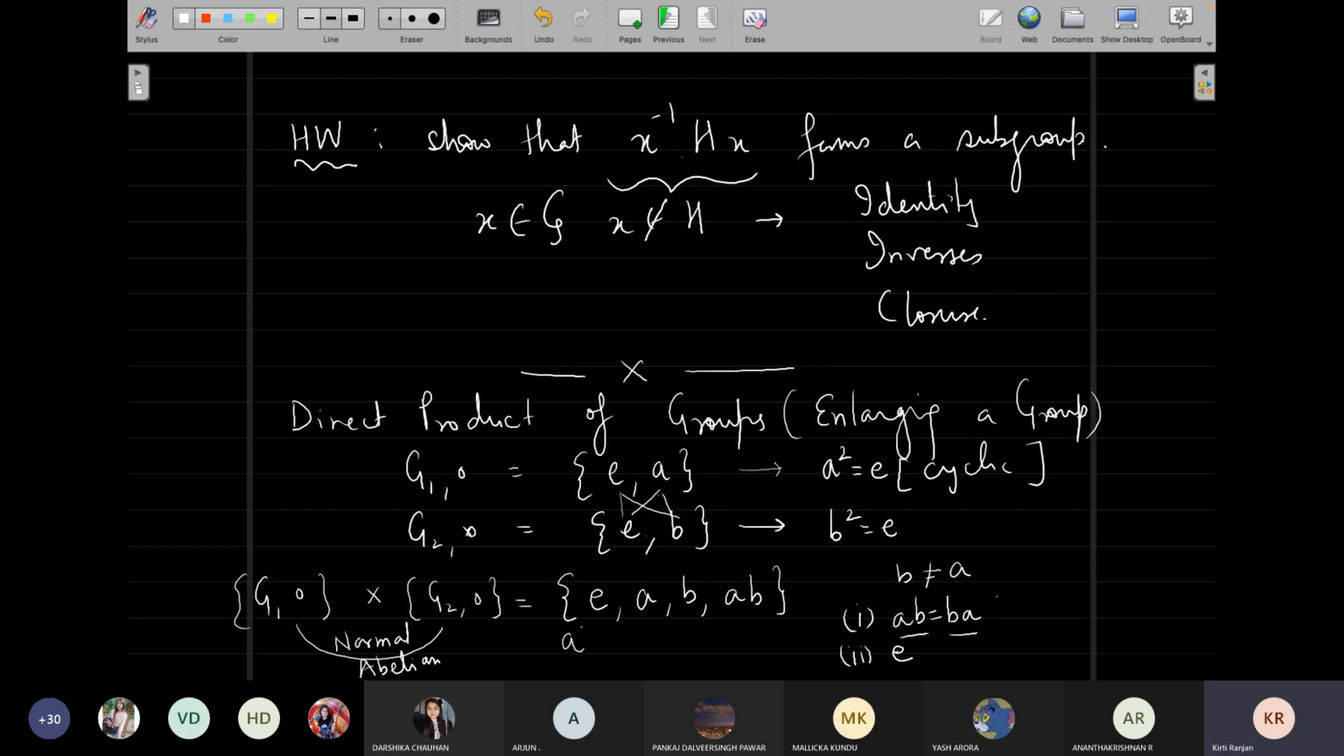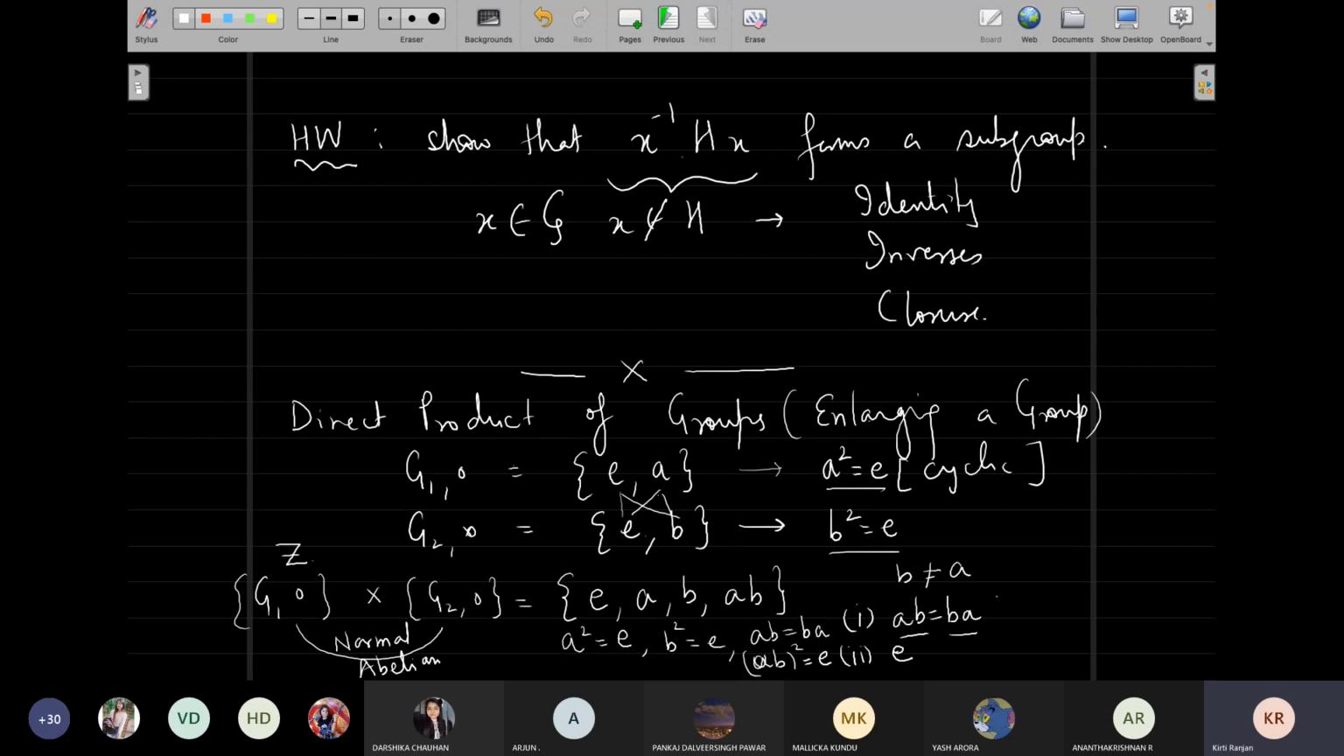We already know A square is equal to E. We already know B square is equal to E. That was by definition of the two groups, of course. And we already know that AB is equal to BA. So can you now give me AB square? E, sir. It will be E. So now you will see something interesting.